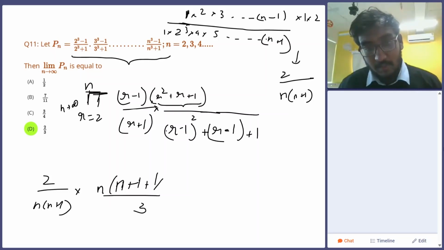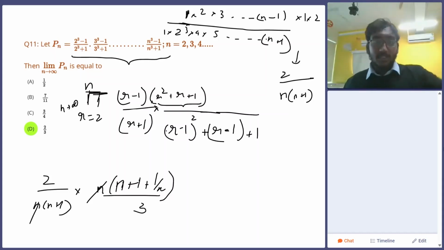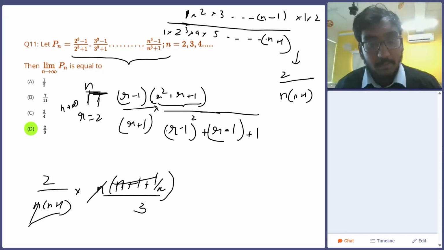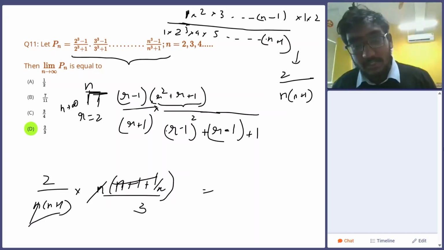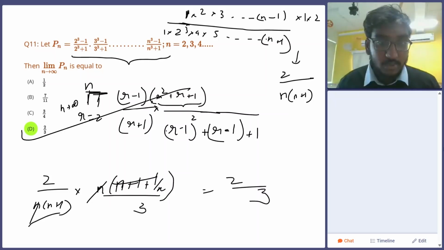n plus 1 by n, cancel these two n values, okay. And as n approaches infinity, 1 by n will approach 0, okay. You can just ignore it and cancel this n plus 1 with this n plus 1, because 1 by n is very minimal, like it's approaching 0, okay. So the final answer will be what? 2 upon 3, okay. That is option D, okay.